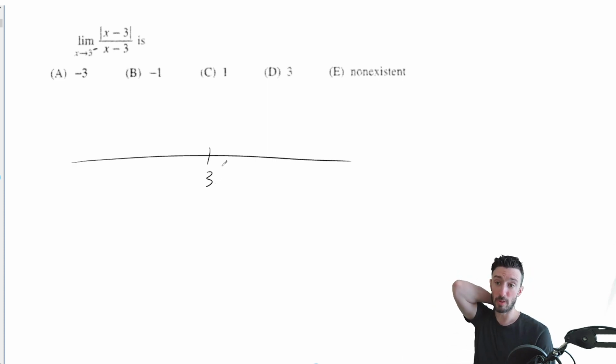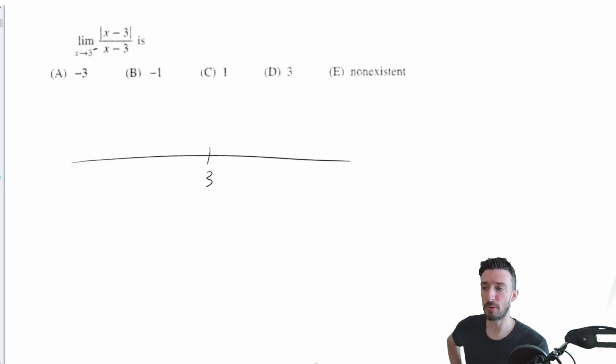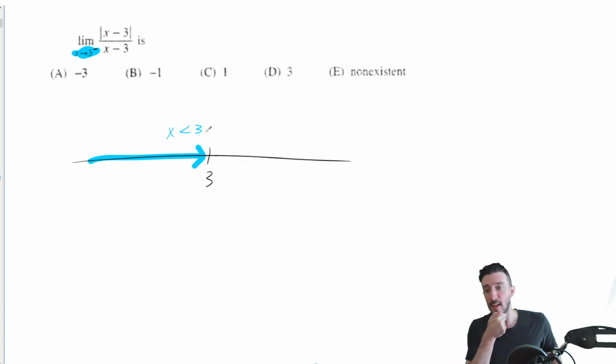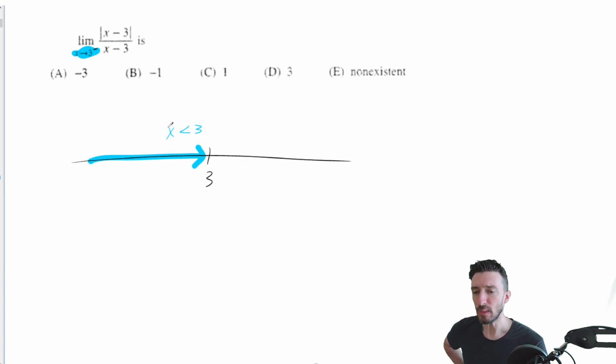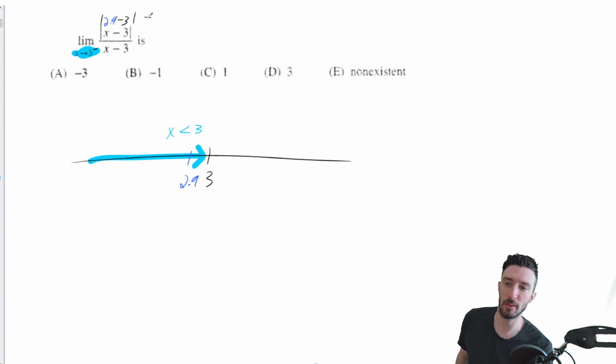Hey, we got an absolute value limit problem here. The first thing to notice is that we're approaching 3 from the left. So if you draw yourself a number line where you're literally approaching 3 from the left, you can tell that your x values would have to be less than 3. And if your x values are going to be less than 3, well, maybe you're going to use something like 2.9. And if you were to use something like 2.9, inside those absolute values, you would get a negative number.